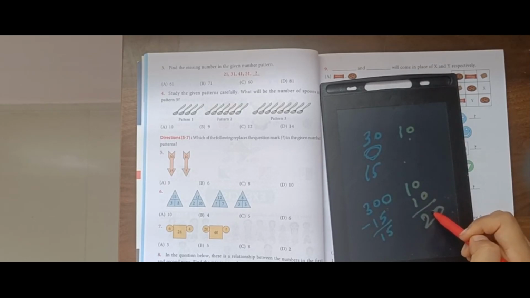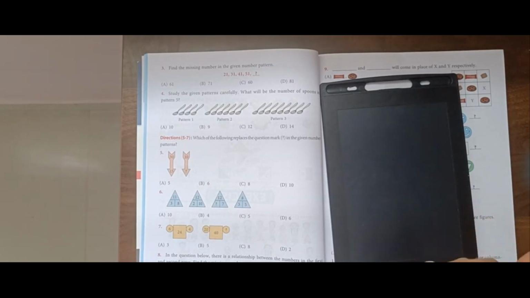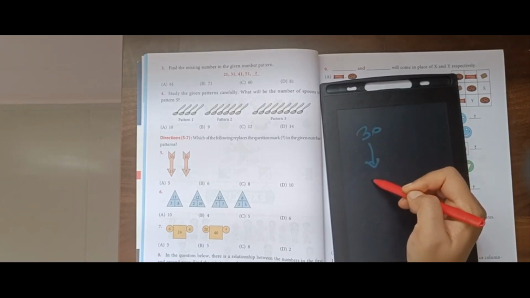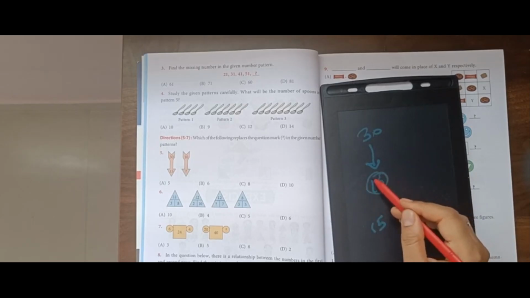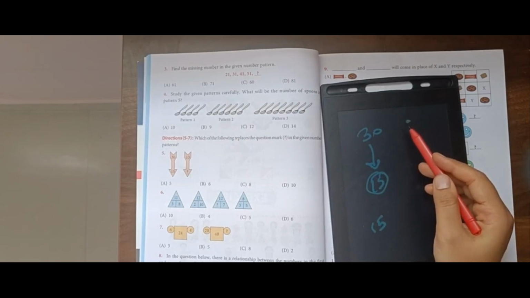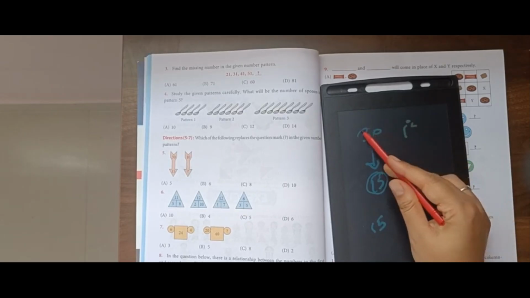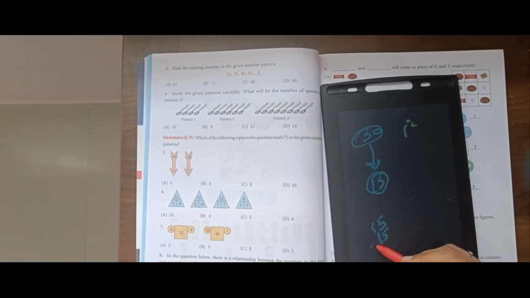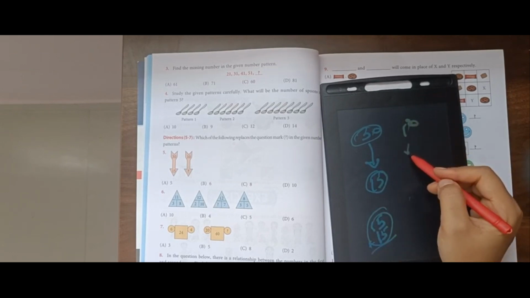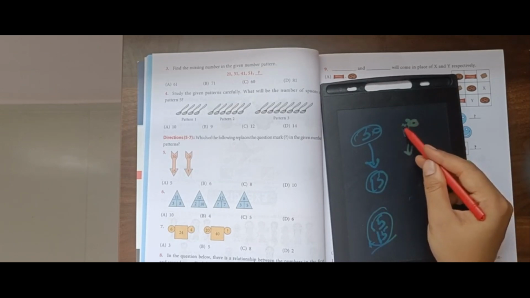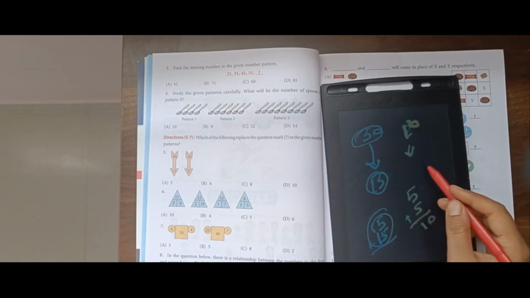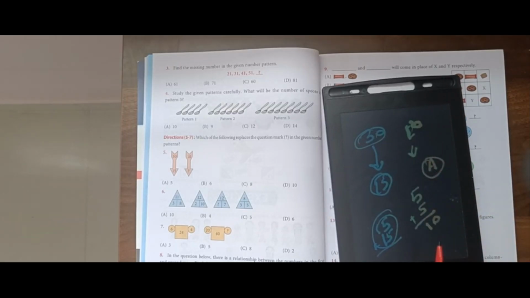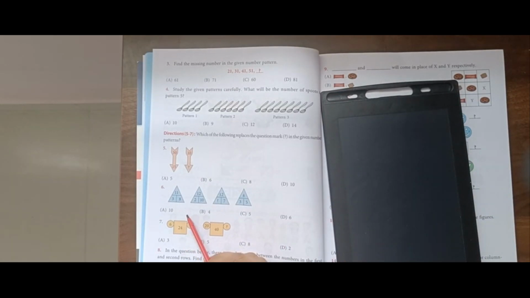What will come? 20. And the fifth answer is, oh sorry, I did it the wrong way. 32, we are going to 15. So how much do we need to subtract? We need to subtract this number only. How is this number made? 15 plus 15 makes 30. So how do we get the 10? We divide the 10 into 5 plus 5, then it will become 10. So the answer is A.